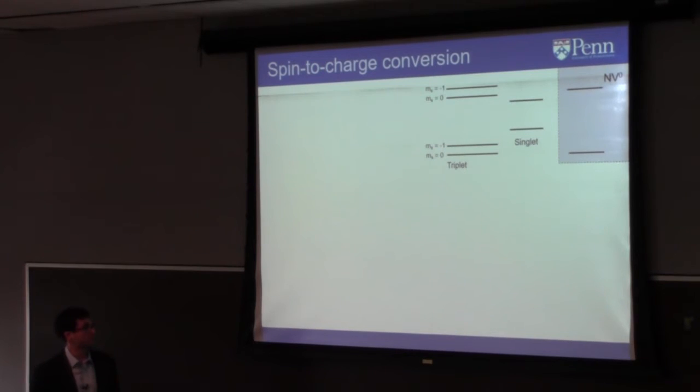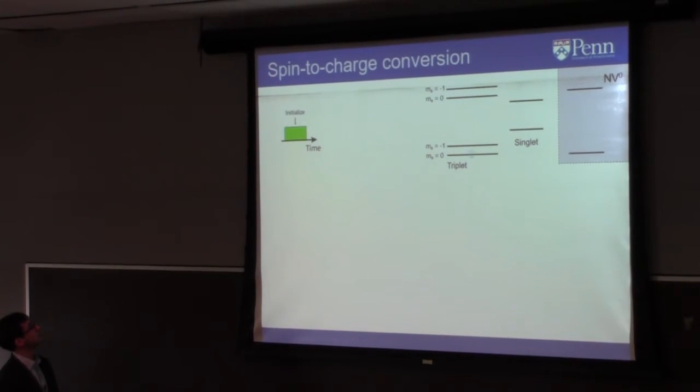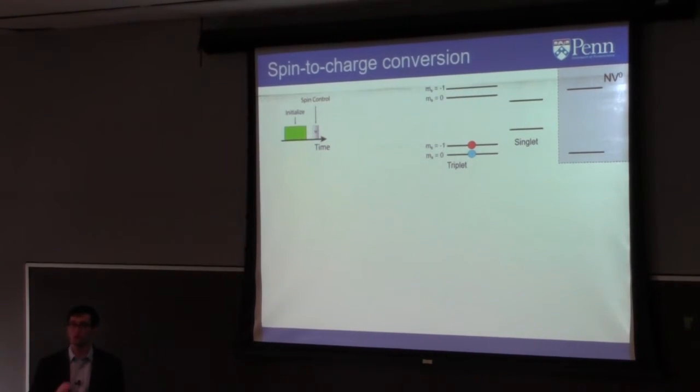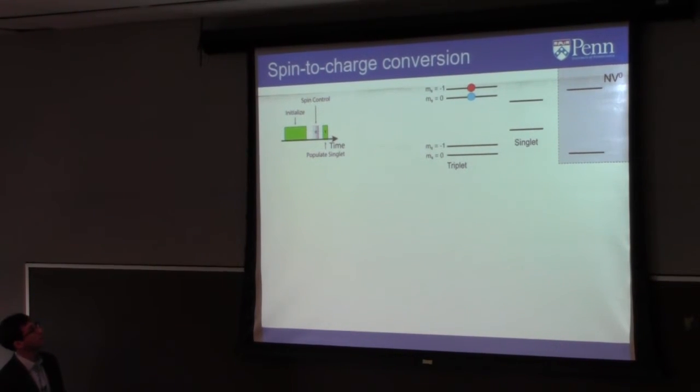So we can go out and measure that. And the way we do that is we first initialize our system, which puts us into ms equals 0. We can then perform spin control, where we either go into 0 or -1. And then we excite the system for some time. And eventually, we'll separate out the spin states. So the -1 state will want to go into the singlet, and the ms equals 0 will stay in the triplet. Then we come in with an intense near-infrared pulse, and anything that was in the singlet will end up in NV neutral.